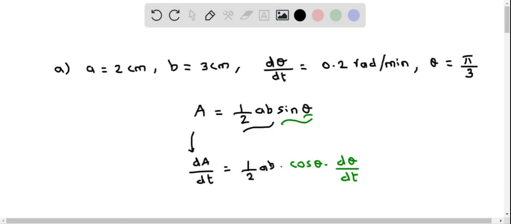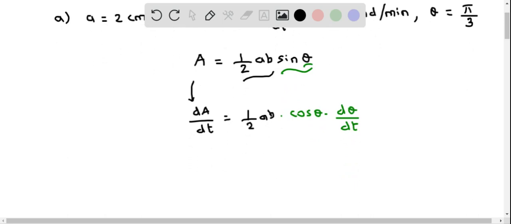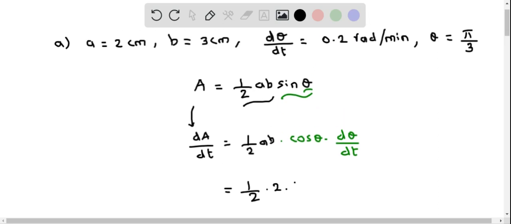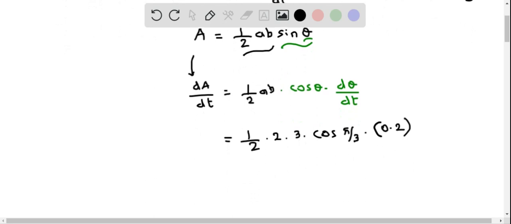Now let's plug in the values of a, b, theta as well as d theta over dt so that we determine dA over dt. This equals half, a is 2 centimeters and b is 3 centimeters, and then we put cosine of pi by 3, and d theta by dt is 0.2. So we will multiply these quantities. We can cancel this 2 and this 2, and here we have 3 times cosine pi by 3.